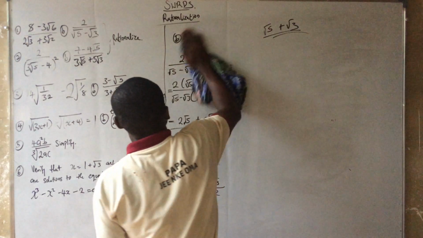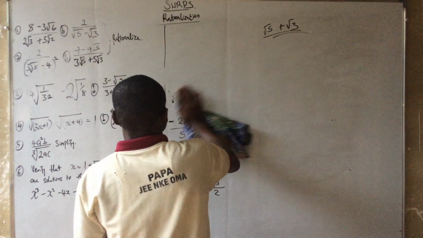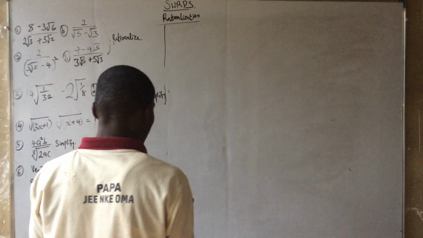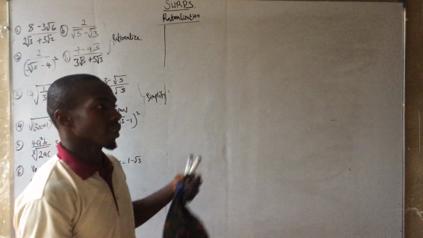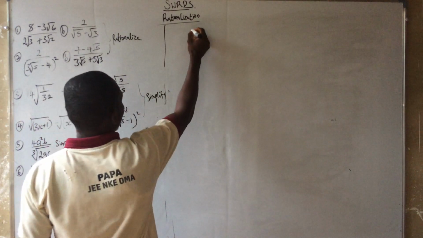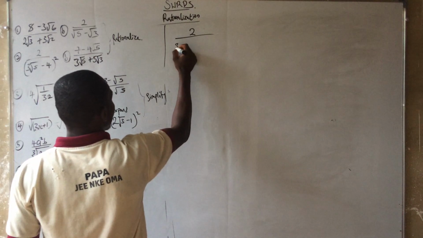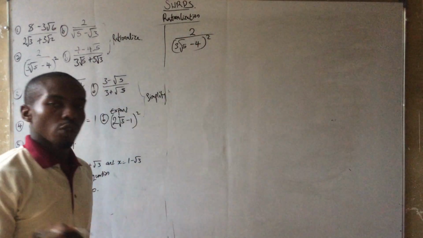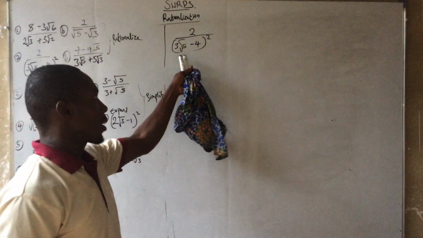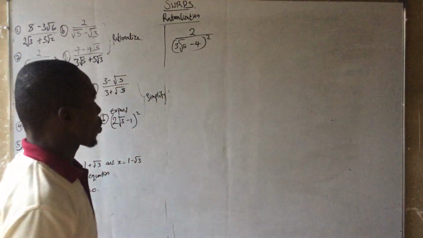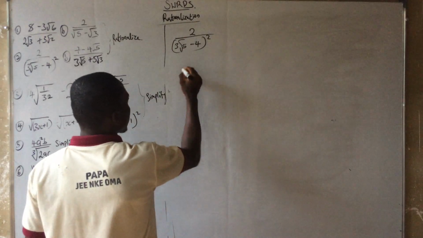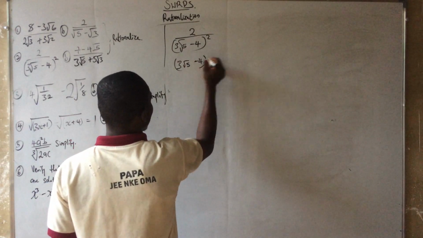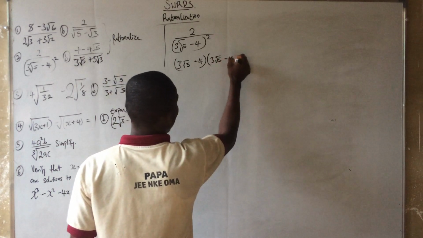We'll go back to number 2. Number 2 is pretty more interesting than the other ones. So I have 2 over 3 root 5 minus 4, all squared. The way I solved this one was first I expanded the denominator. I did this: 3 root 5 minus 4, times 3 root 5 minus 4.